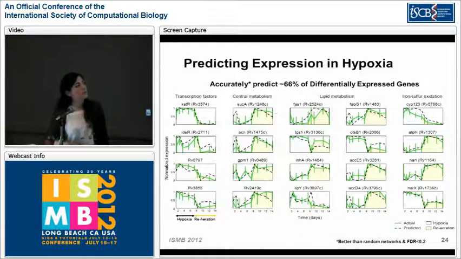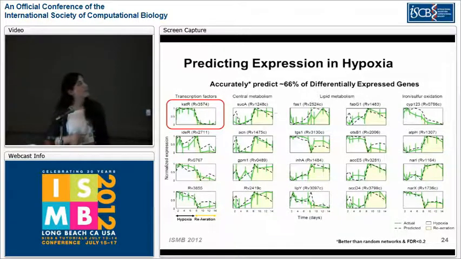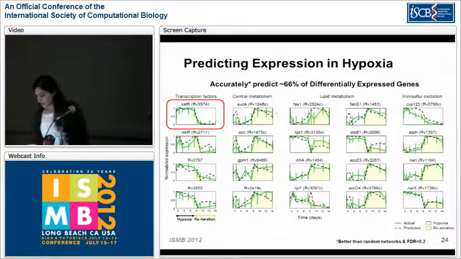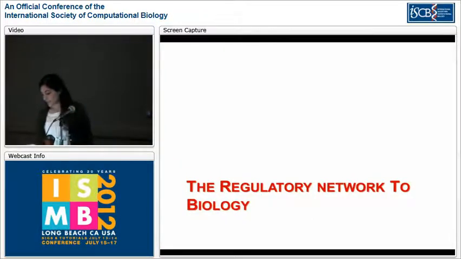From central metabolism, lipid metabolism, as well as major transcription factors. For example, KstR, we could predict its induction and activation in hypoxia. So we have shown that our binding information is real, functional, and predictive. Now the next step would be to relate it to the biological problem of TB latency.